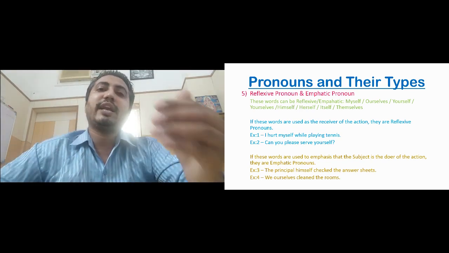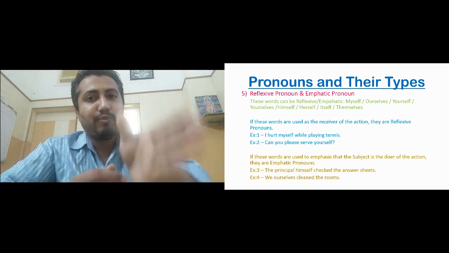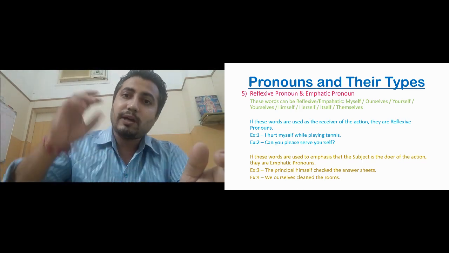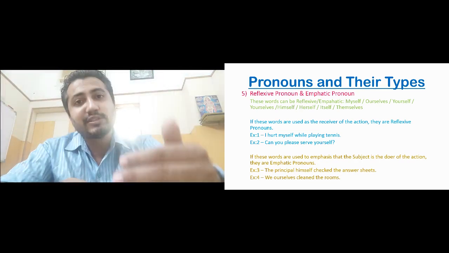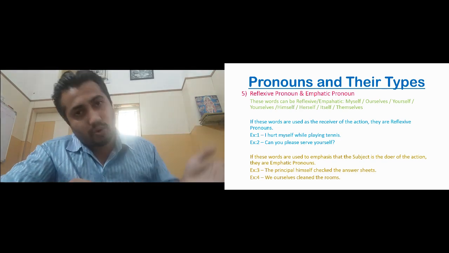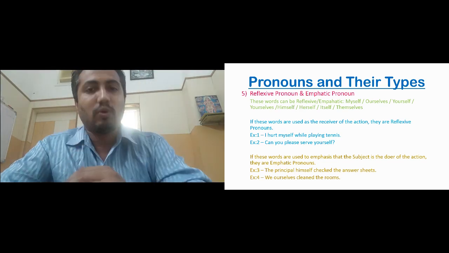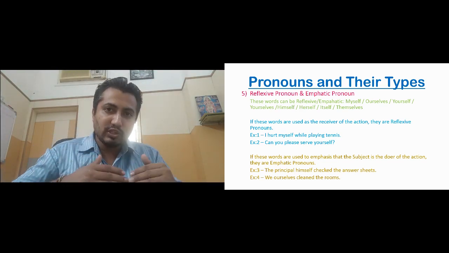Now let us try to understand emphatic pronoun. Emphatic pronoun means these self pronouns try to tell that the subject only is the doer of the action. They try to emphasize, or give importance to the matter that the subject only is the doer of the action, then it is called emphatic pronoun. That is, the subject is doing the action.